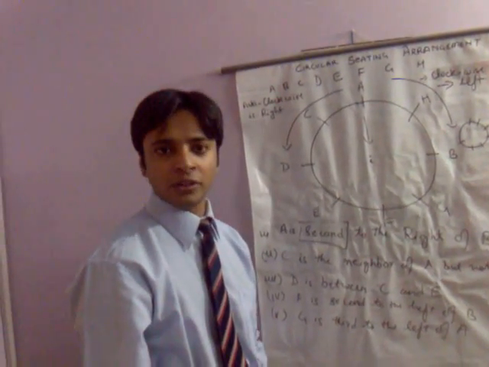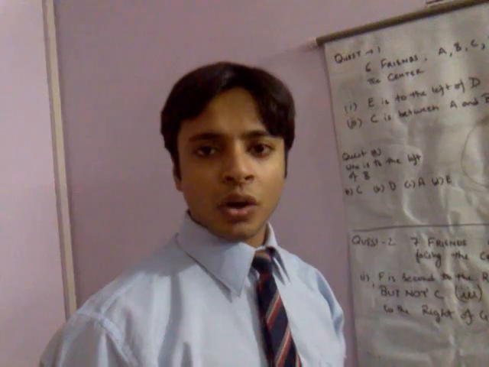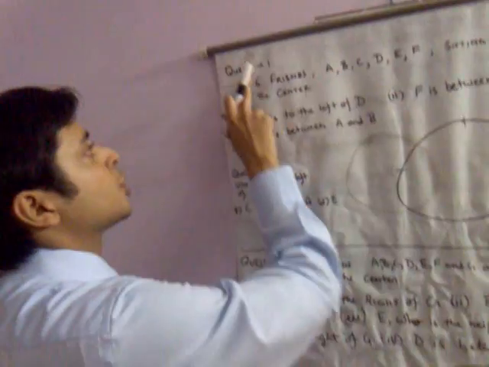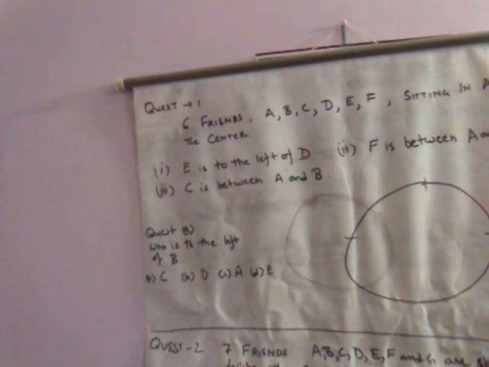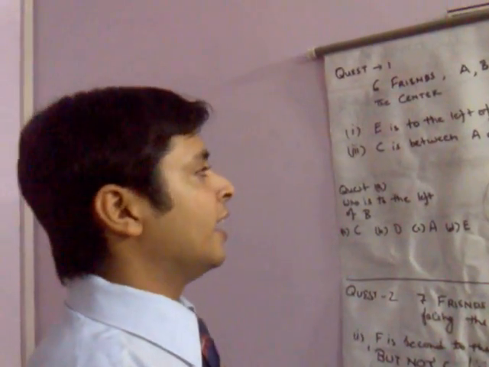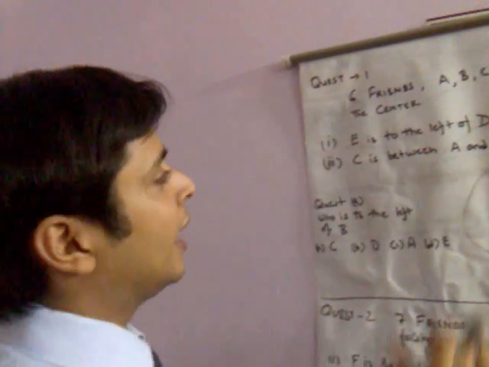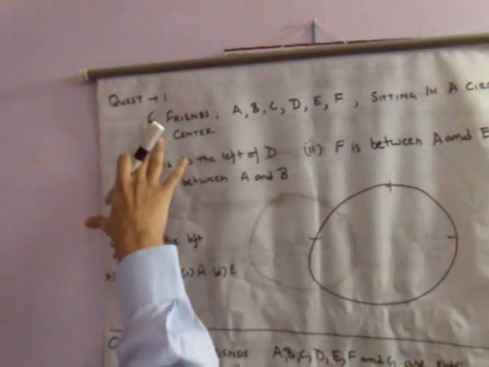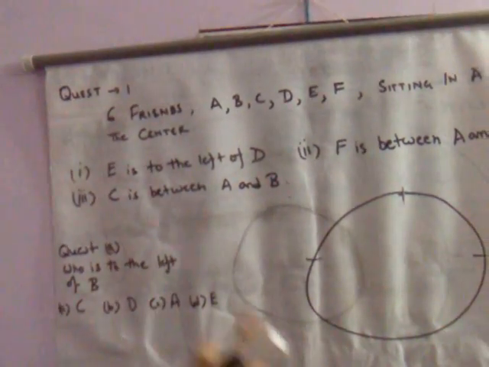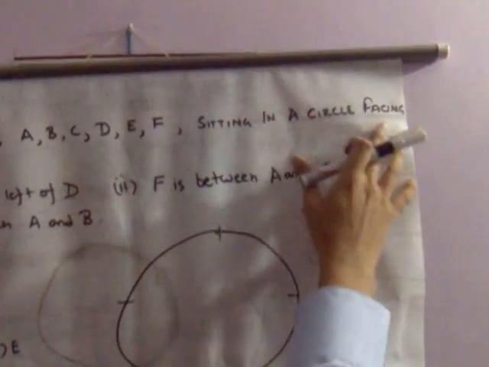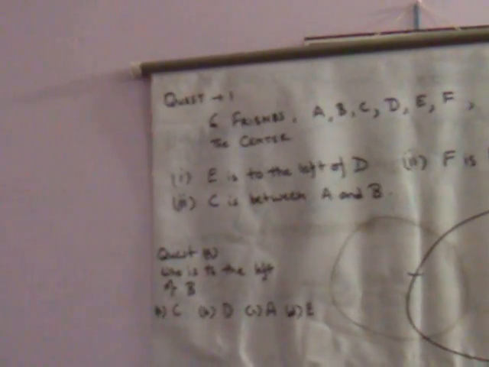Now I'll move on to a few questions. Now moving on to the questions, we can see over here the first question, and these are the questions that you get in your examinations. Mostly what you get in your examinations are these sort of questions, where certain information is given and a certain number of people are sitting in a circle. So first of all we'll take the question. The question says that 6 friends A, B, C, D, E, F are sitting in a circle facing the center. Means there are 6 people who are sitting in a circle and facing the center.